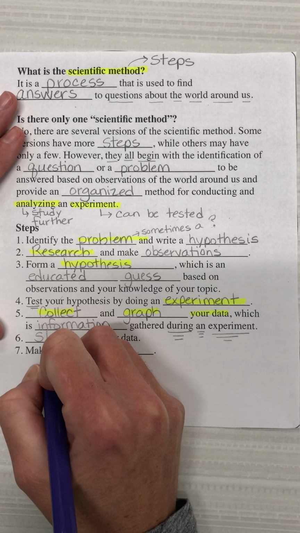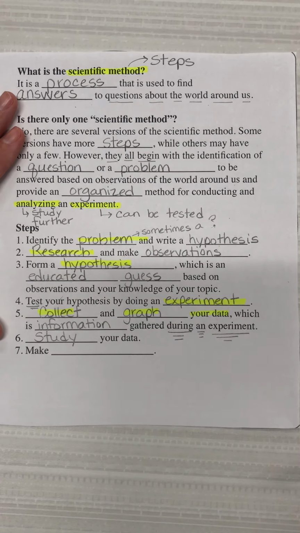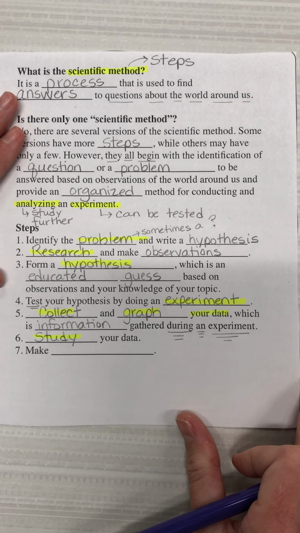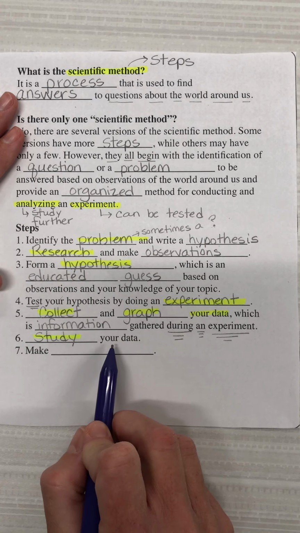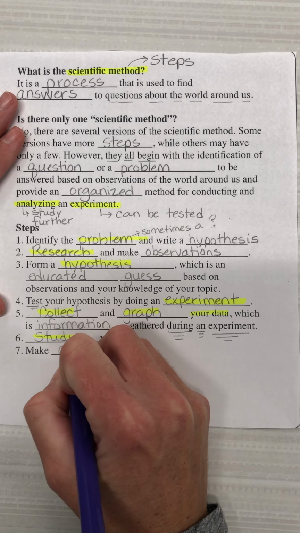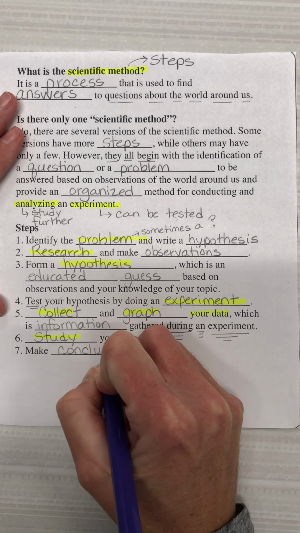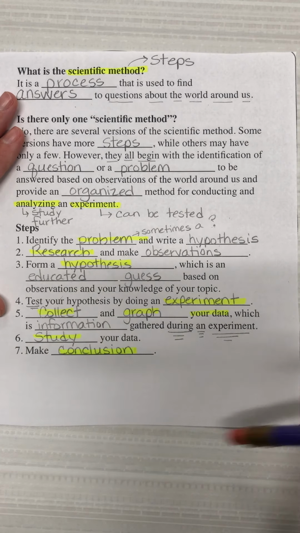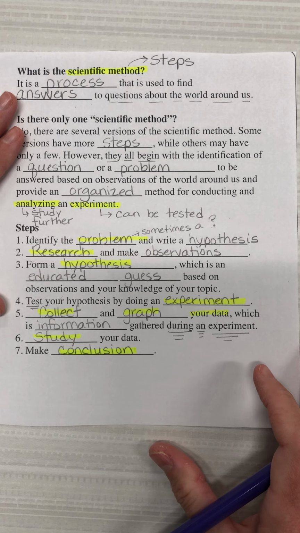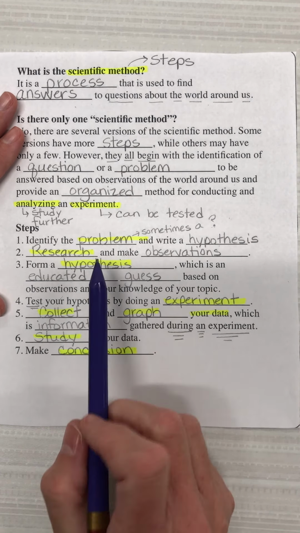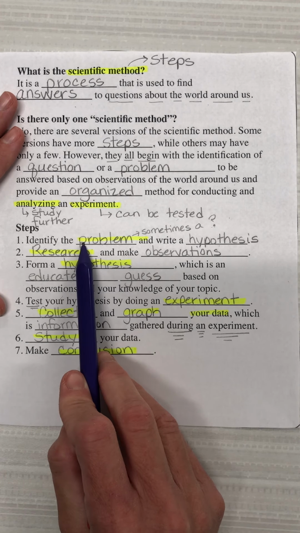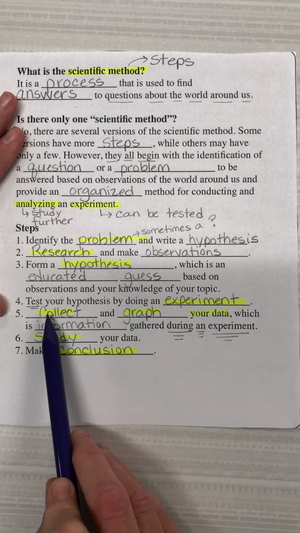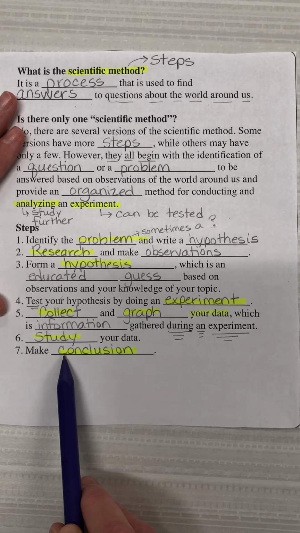Good scientists then will take their data and they will study it. And after they've studied their data, then they might be ready to make a conclusion. Okay? All right, so your steps are problem, research, hypothesis, experiment, collect, graph, study, conclusion.